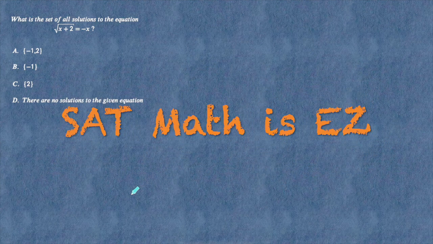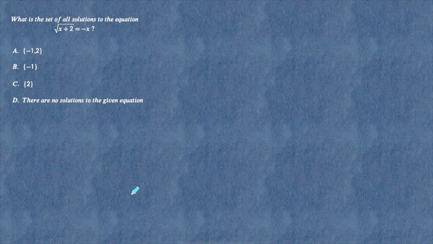Hello. In this video, we're going to solve a problem from algebra, specifically from quadratic equation. Let us first read the problem. What is the set of all solutions to the equation square root of x plus 2 equals minus x? This is a little tricky problem. I'll explain why I mentioned that when we solve this.